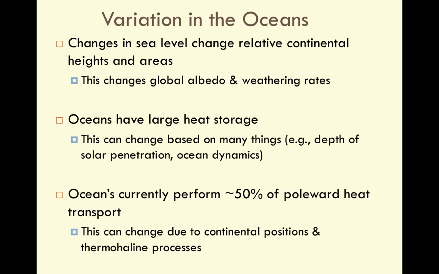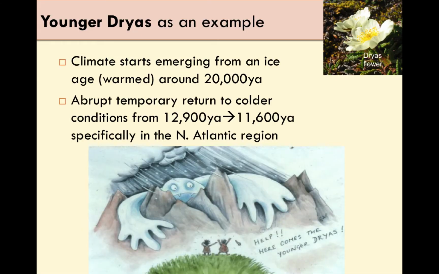The oceans currently perform around 50% of poleward heat transport. We've looked at these numbers, and this can change due to the continental positions and thermohaline processes. So anytime you change where the continents are, you change those currents, you change how efficient they are at transporting heat poleward. The Younger Dryas is a good example of the thermohaline process and how it can really change climate.